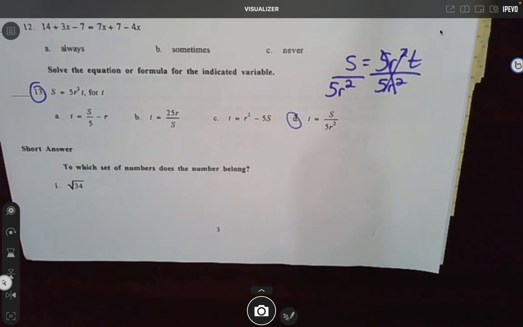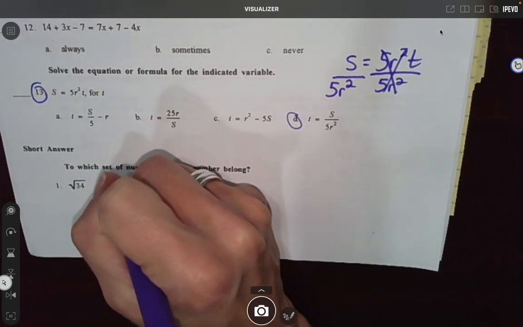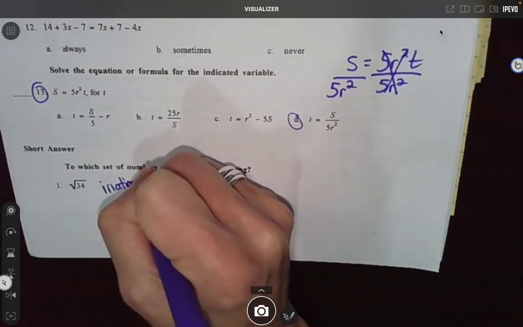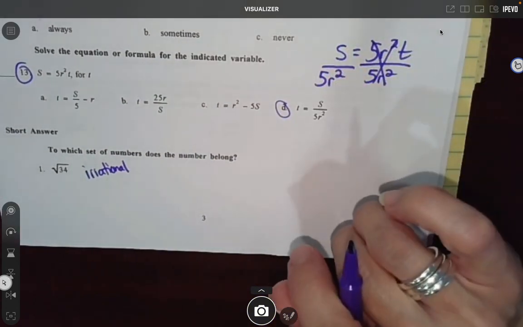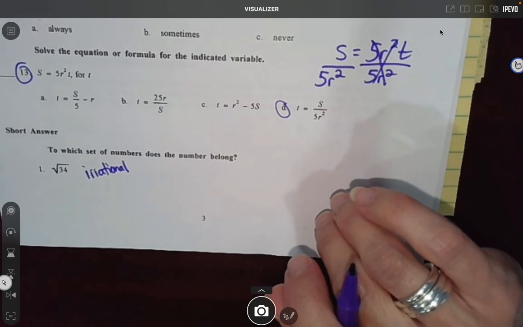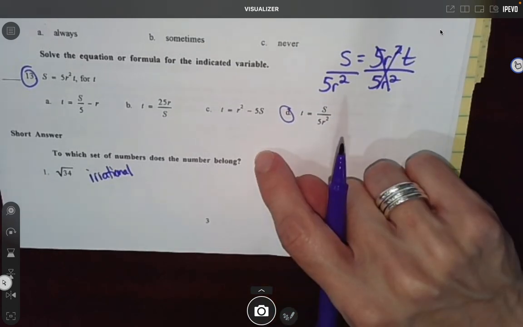Okay. Y'all ready to keep going? The square root of 34. Don't find the square root of 34. Please read your directions. It says, to which set of numbers does this belong? So is it rational or irrational? It's irrational. Okay, can you please explain to me the difference in those, please? Irrational is a number that goes on and on forever. It doesn't end and it doesn't repeat.